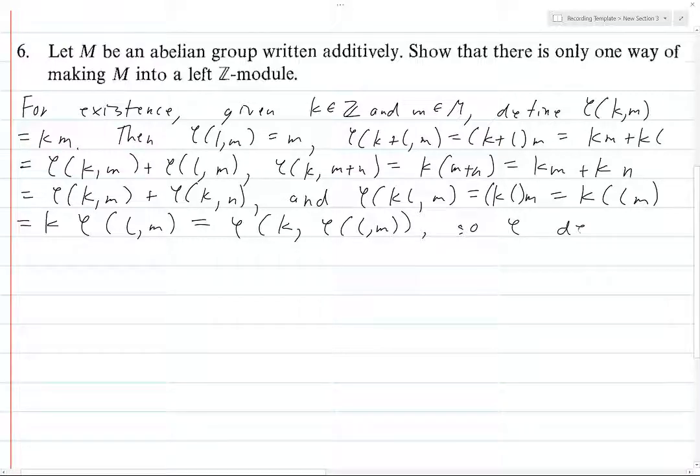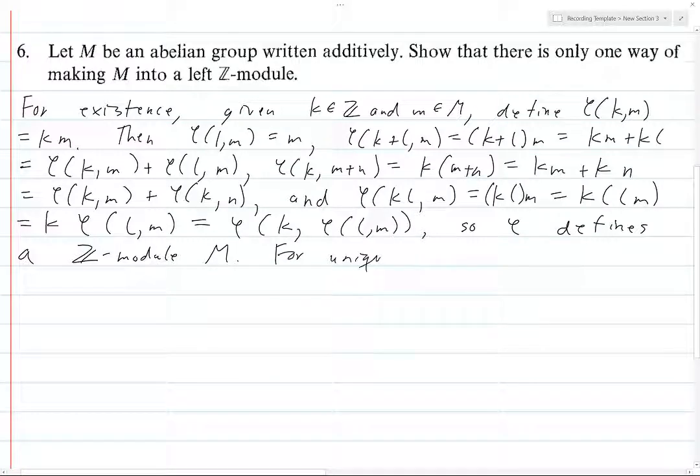So phi defines a Z module structure on M. Of course, left Z module, but whatever. I'm always going to assume that they're left modules. I'm not even going to write it. Sometimes I'll write it. Okay, so that's that. So that's existence.